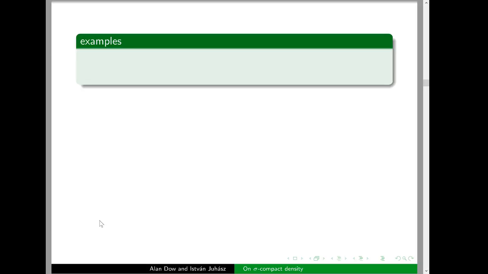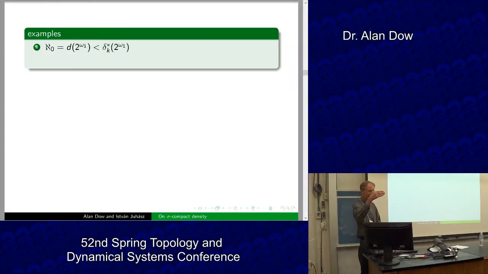A couple of examples that are just trivial, just to maybe illustrate something. 2 to the omega 1, the Tikhonov product has countable density, but the delta sub k star is uncountable because of the sigma product, right? So the sigma product won't contain very many big compact sets. So that just shows that the density can be less than this delta.